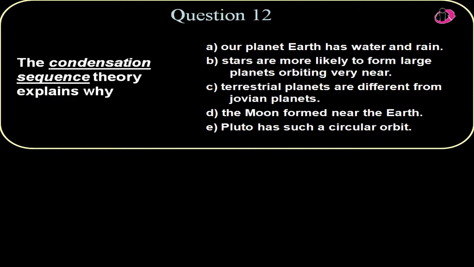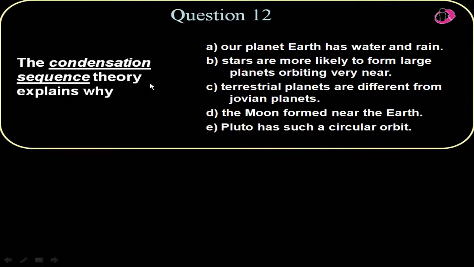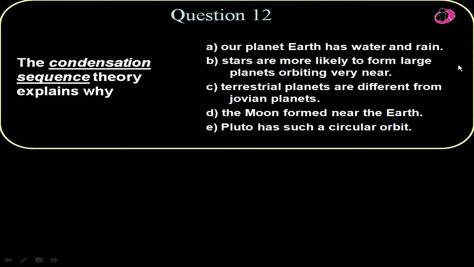Question 12. The condensation sequence theory explains why. Condensation is the idea that dust particles would help accrete and form the planets. And as these planets are forming, the ones that are closer to the Sun and the greater heat would only retain the heavier elements, and the planets that are further away from the Sun would have greater gravity, less temperature, and be able to retain the lighter elements. So this sequence theory would explain why the terrestrial planets are different from the Jovian planets.